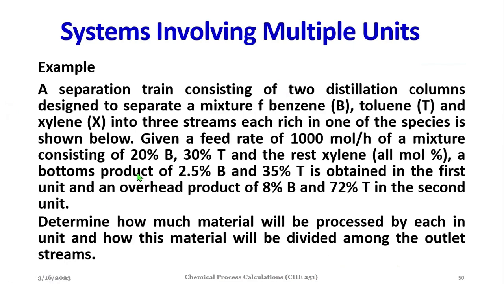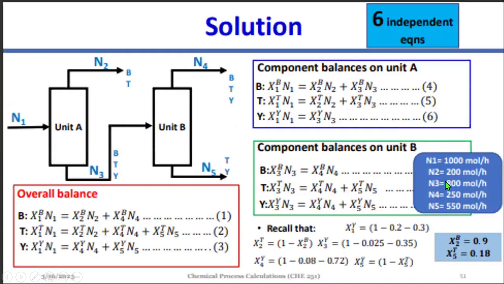Then we have the bottoms product of 25% benzene and 35% for toluene, and that's obtained in the first unit. So for the first unit, the bottoms product, they give us the composition for benzene, for toluene, and then for xylene.